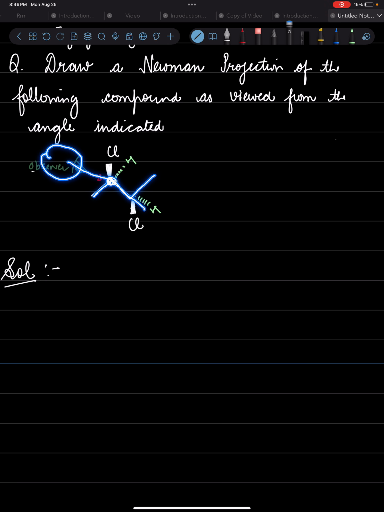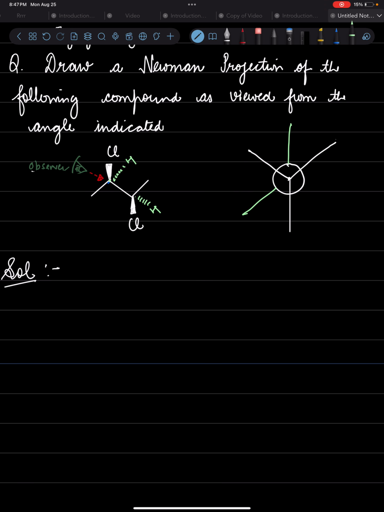Let's draw that. Back carbon, front carbon. For the front carbon, methyl is down, so the other two bonds would be like this. For the back carbon, methyl is up, so the other two bonds would be this way, right? Now, look at the molecule from this side.